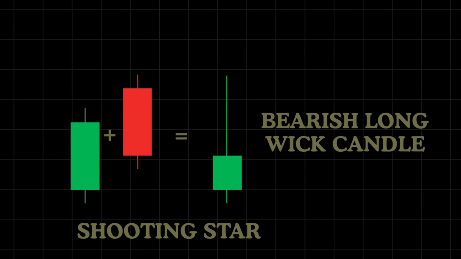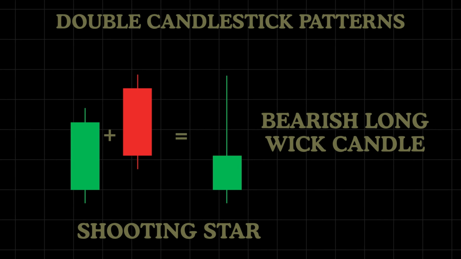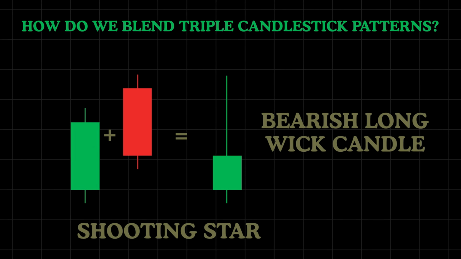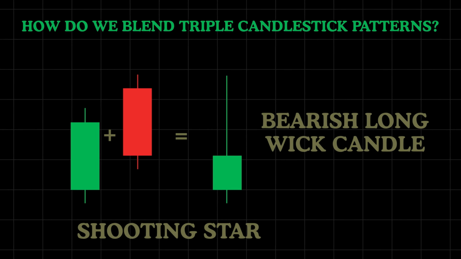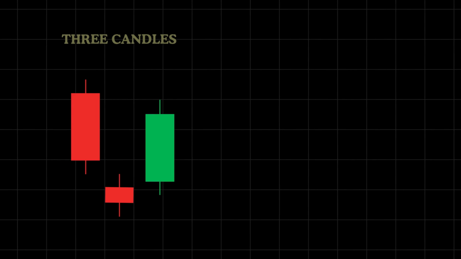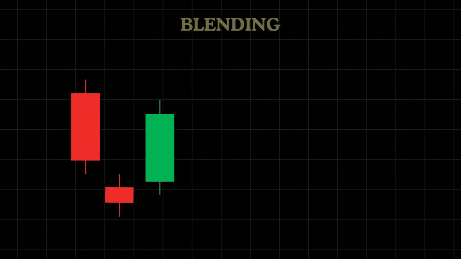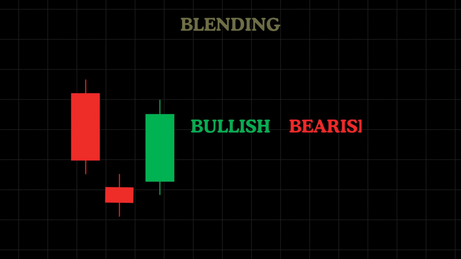Now, you might be wondering, we've looked at double candlestick patterns, but how do we blend triple candlestick patterns? It's actually just as simple. Take a look, we have 3 candles here, and we haven't recalled any named patterns so far. At this point, it might seem unclear whether this combination signals a bullish or bearish move.